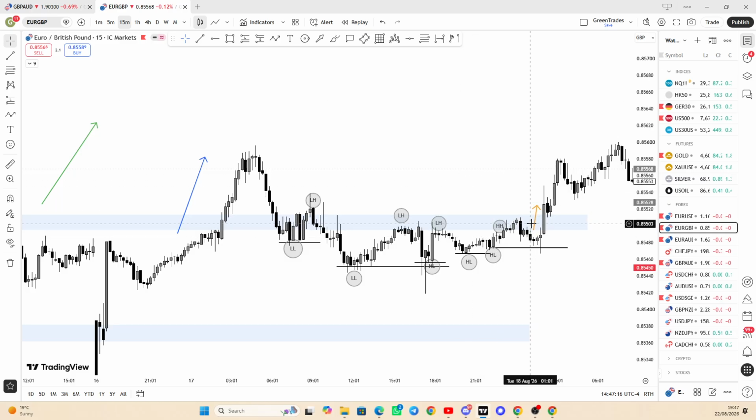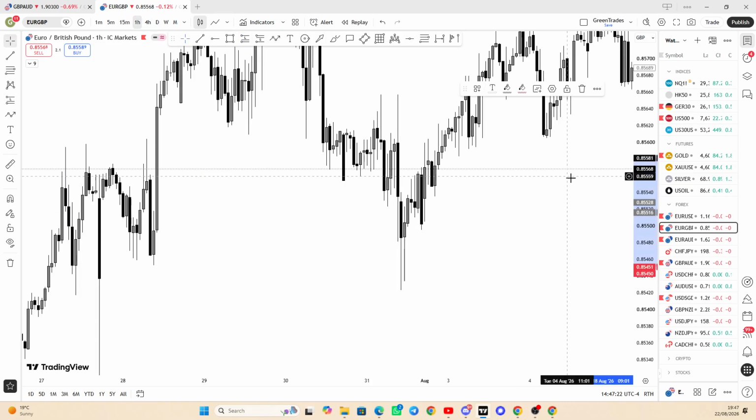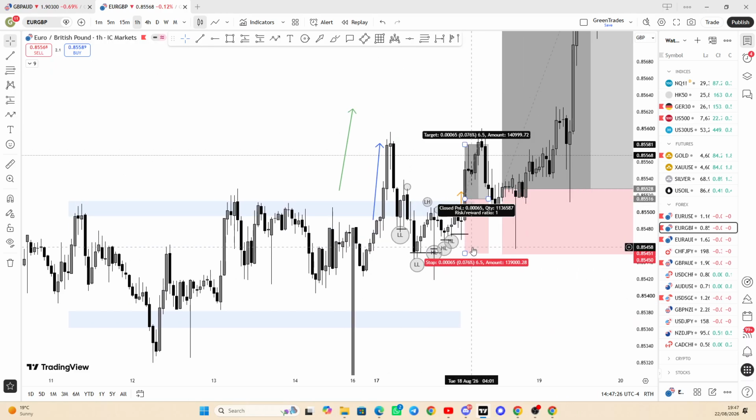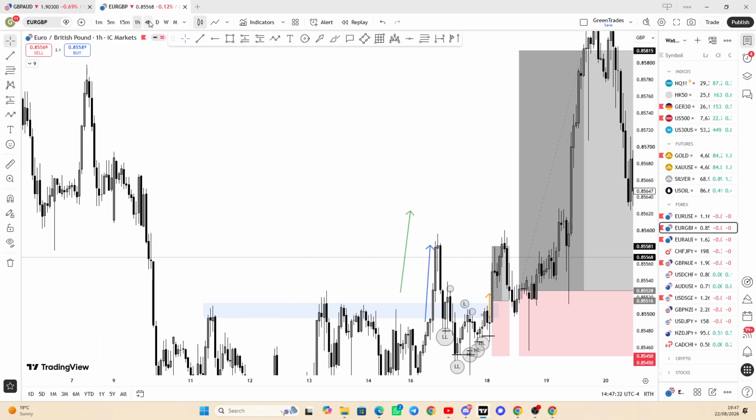Once I saw that indication, all I had to do was to enter the market from this level and then go back to my 1-hour time frame. And then obviously that was where my low was set. And then an interesting thing happened, yeah. So I'll show you guys.